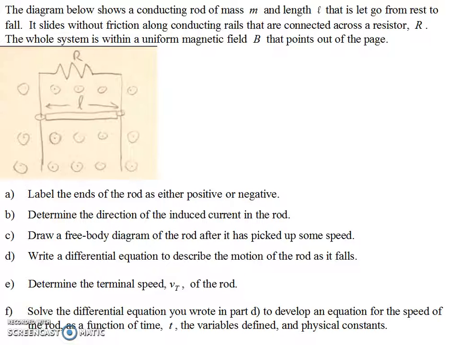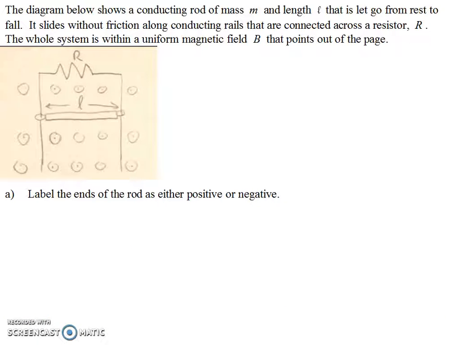All right, so let's start with part A here, just labeling the ends of the rod as either positive or negative. So pause the video, do what you need to do to figure that out, and come back to see how I do it.